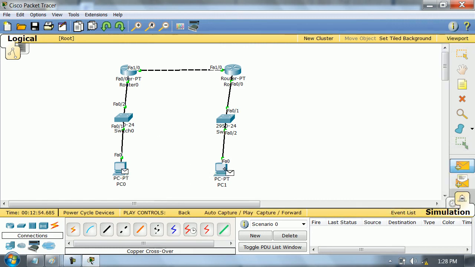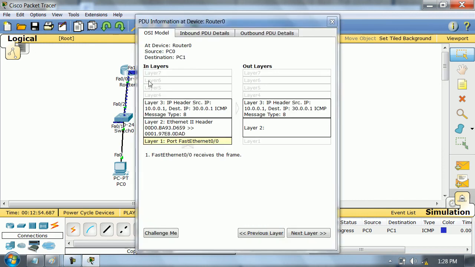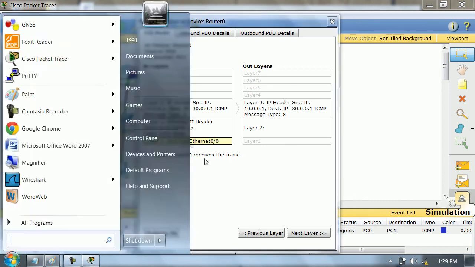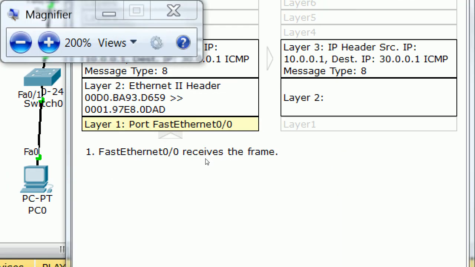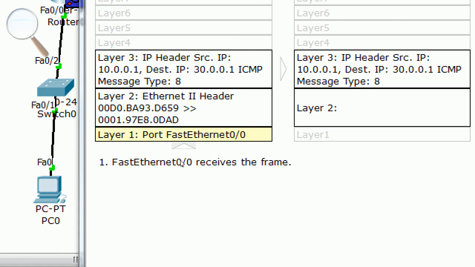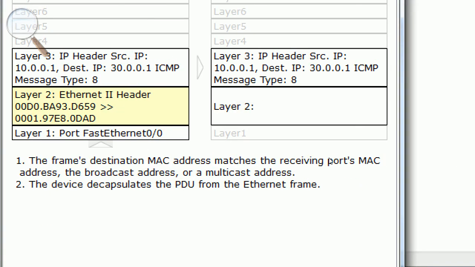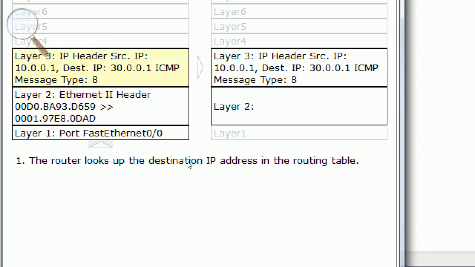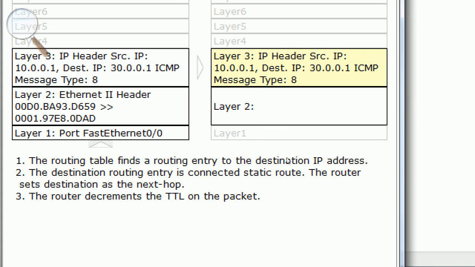Forward. Now, look here. Read this thing. R1. The frame destination MAC address matches the. After that, fine. After that, the destination routing entries are connected.